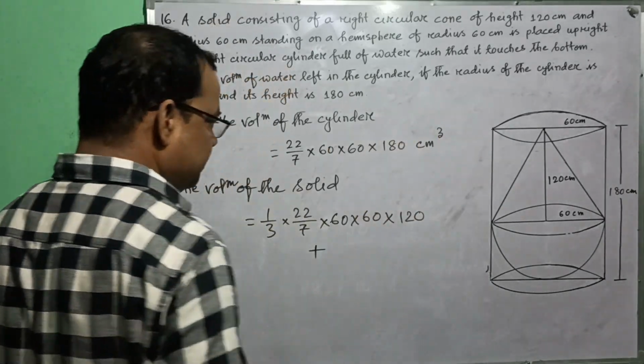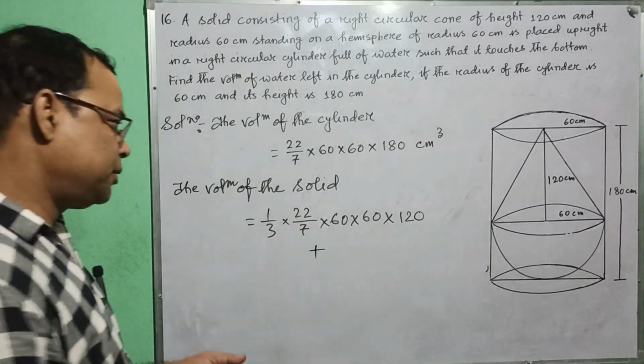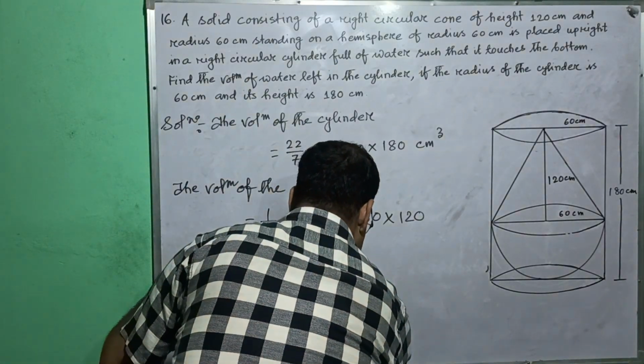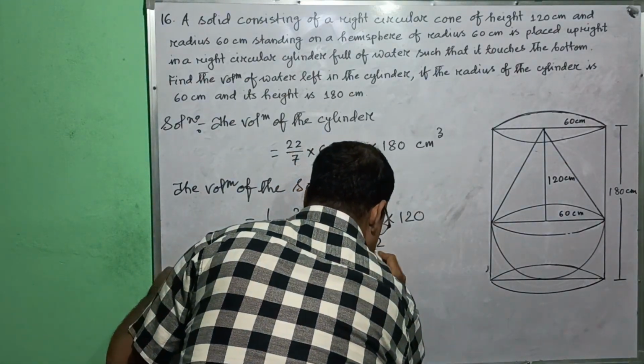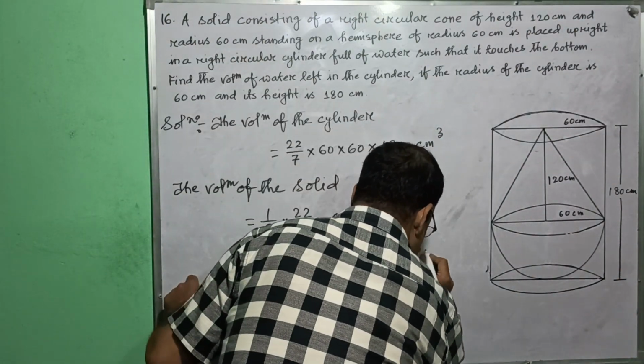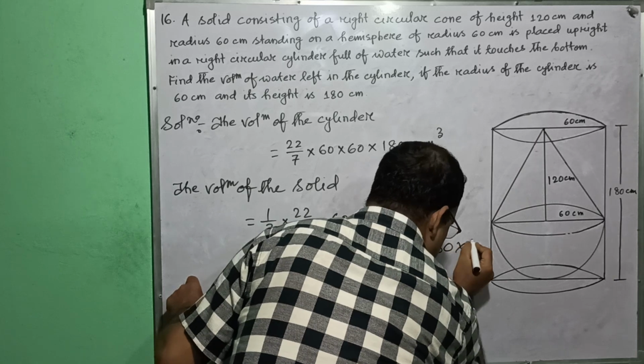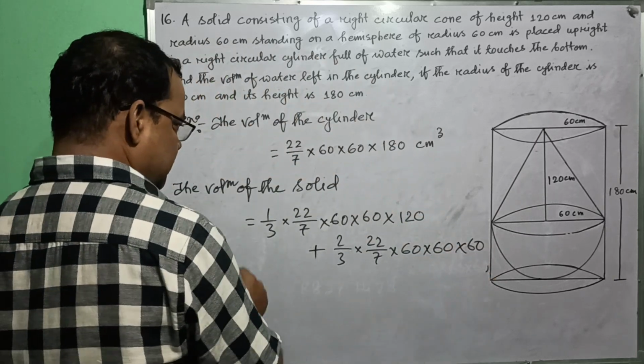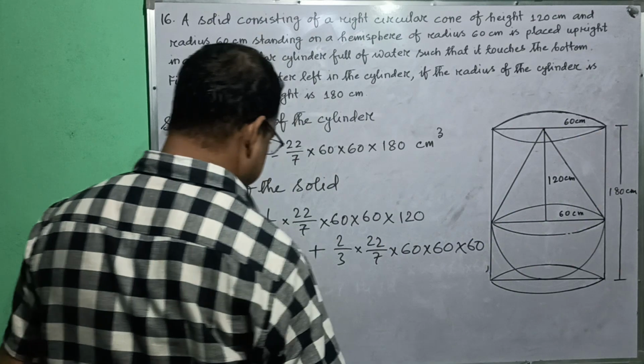So what is the volume of the hemisphere? So volume of the hemisphere is 2 by 3 pi r cube. So r is 60. So 60 into 60 into 60. So this is the total volume of the solid.